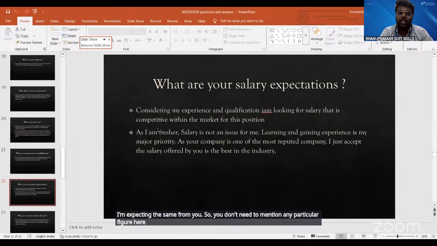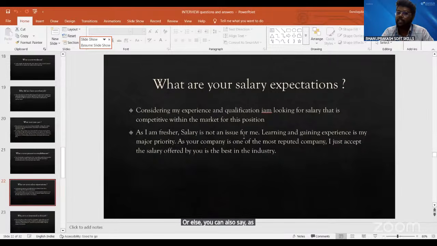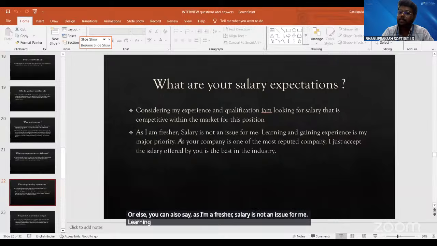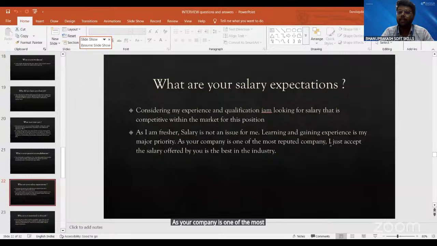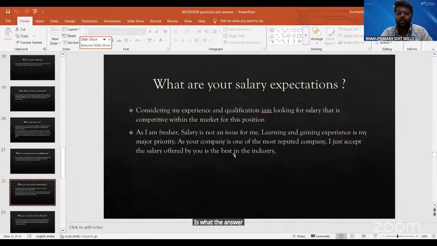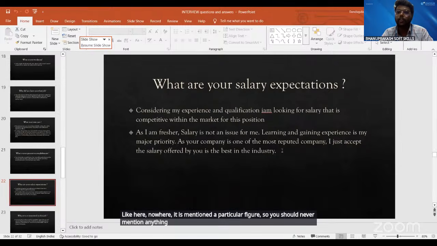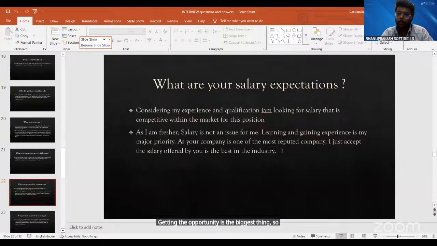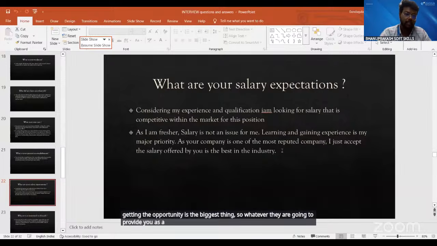Or else you can also say, as I'm a fresher, salary is not an issue for me. Learning and gaining experience is my major priority. As your company is one of the most reputed companies, I just accept the salary offered by you, which is the best in the industry. That is the answer you can give. Here, nowhere is a particular figure mentioned. So you should never mention anything like that. You might have some figures in your mind, but getting the opportunity is the biggest thing. So whatever they are going to provide you as a fresher, you need to accept that.